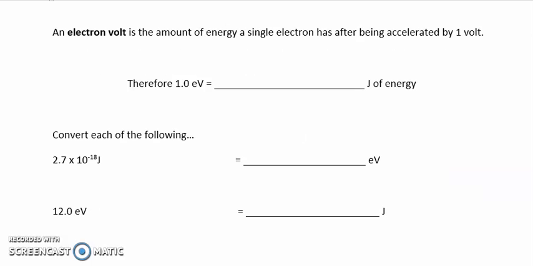And that's really all what an electron volt is. It's just a unit of energy, the amount of energy gained by a single electron after it's been accelerated by 1 volt. Now, this is quite handy because if we are accelerating electrons, we just need to see what the potential difference is, how many volts, and that is how much energy the electron is going to have, because 1 electron volt is equal to 1.6 times 10 to the negative 19 joules.